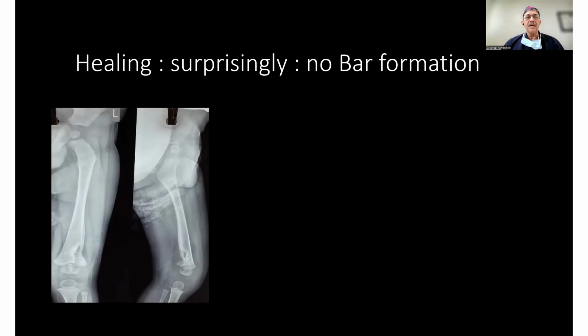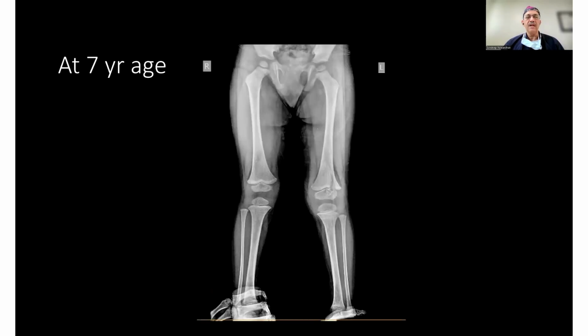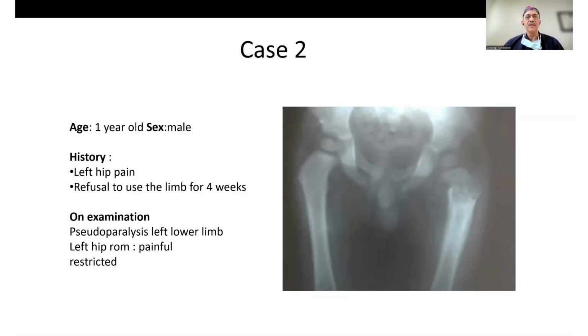Antitubercular treatment was started, and over a period of time, it started healing uneventfully. And to our surprise, at 7 years of age, though you see a small streak there, there was no bar formation or any growth deviation.